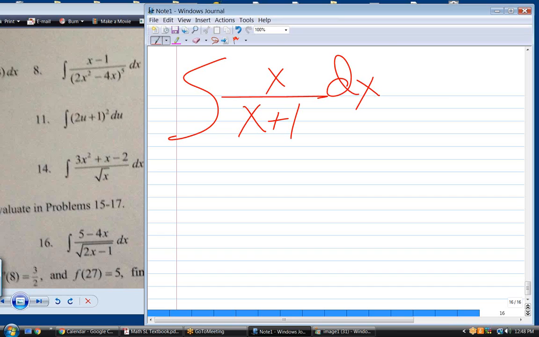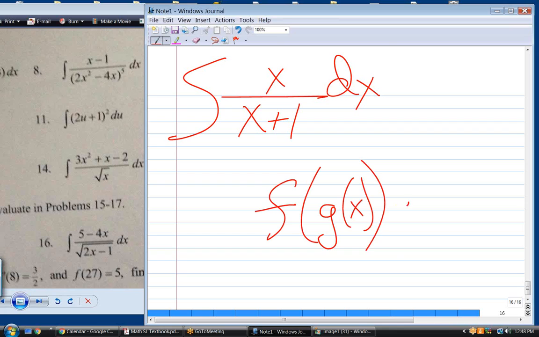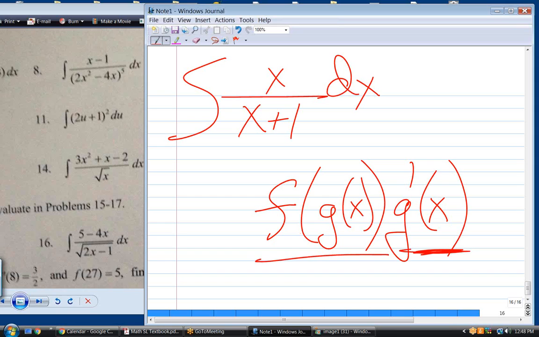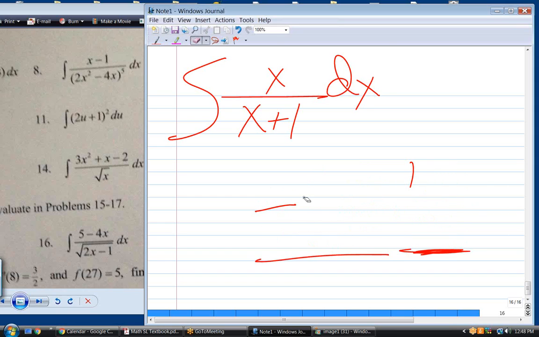Well, that's not what's in my numerator. How the heck do I integrate this thing? In other words, this does not fit this pattern. That's the main pattern you're looking for when you're doing U substitution, a composite function multiplied by the derivative of the inside. Well, that's not what we're looking at here.